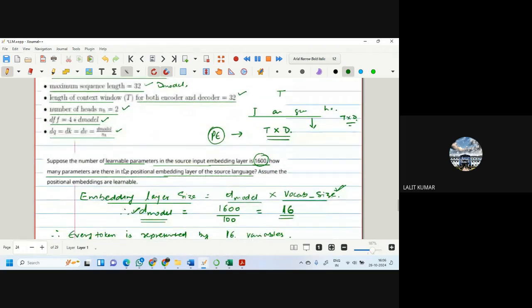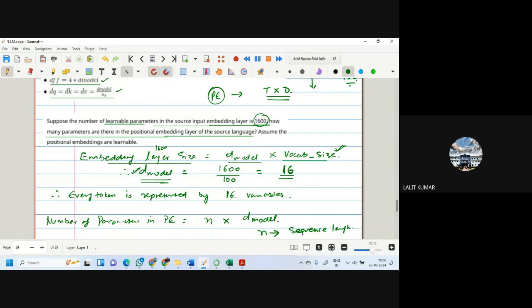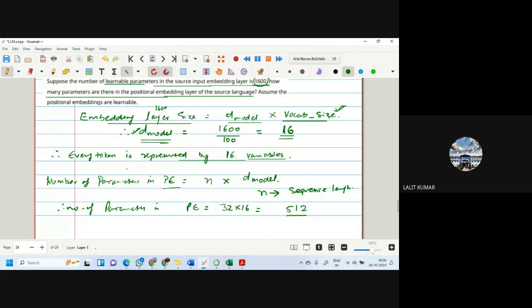They have given learnable parameters, and this is 1600, so this is 1600 divided by vocab size. So you have got D model. Once you get it, every token is represented by 16 variables. Number of parameters in P is n into D model, where n is the sequence length. Therefore, the number of parameters in P is 32 into 16. That's how the answer comes. Basic mathematics, class 8. Any question in this? Anyone? Just for you to remember.